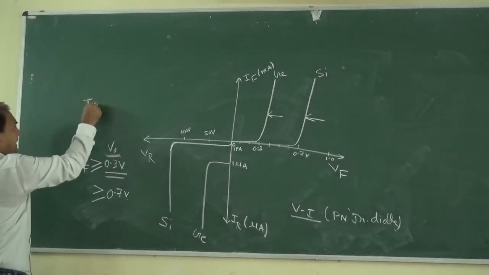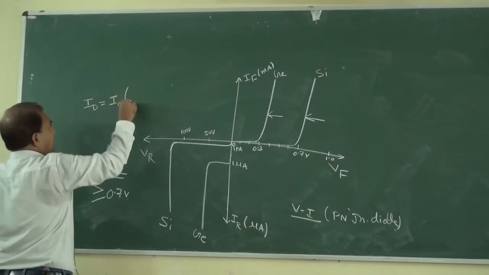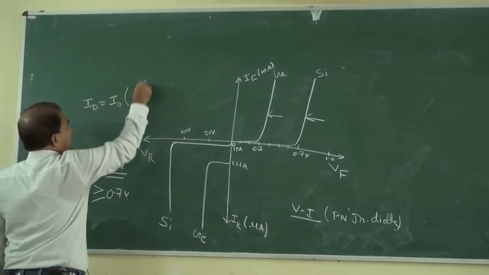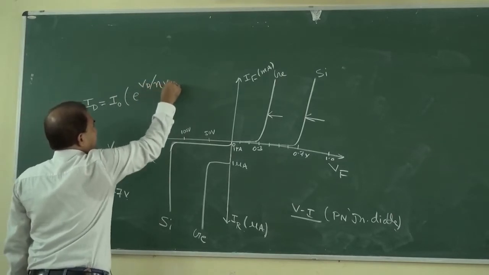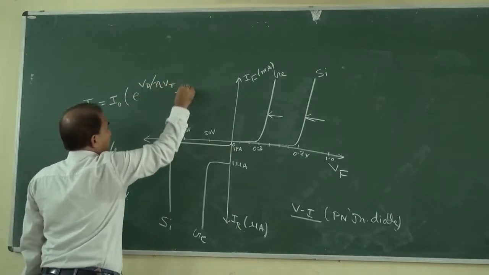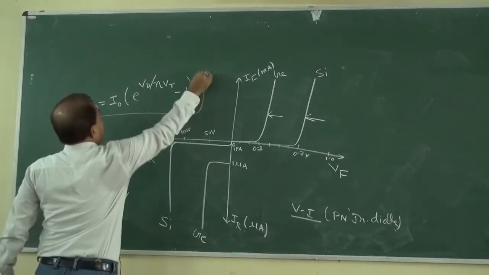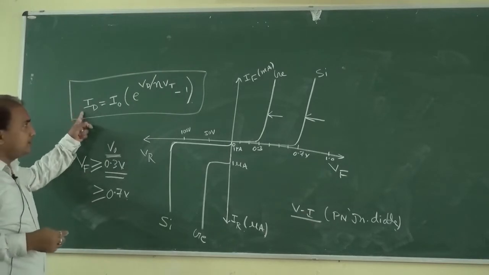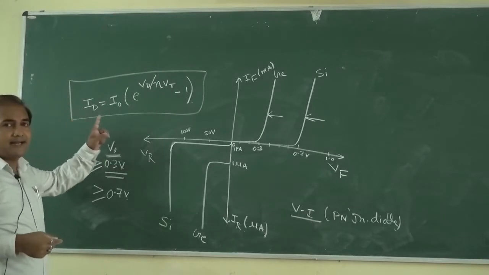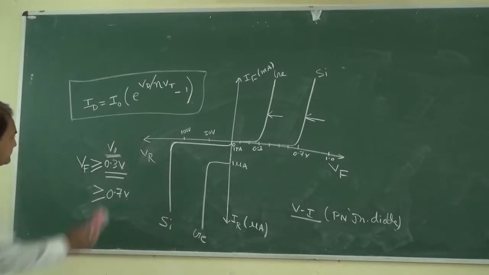So you can write ID is equal to I naught into e to the power Vd divided by eta Vt minus 1. This is the equation of diode current in forward and in reverse bias condition. Okay, we will see.